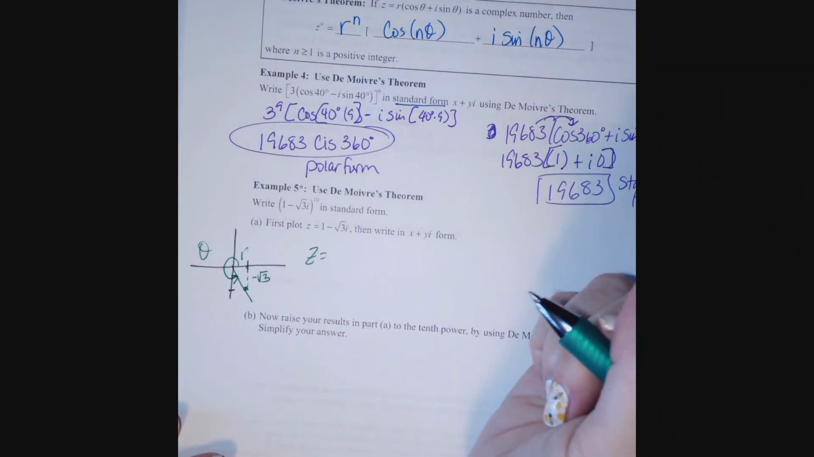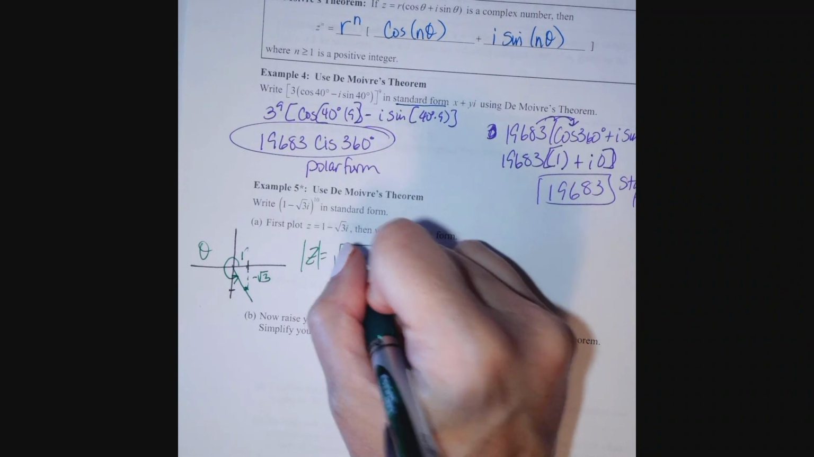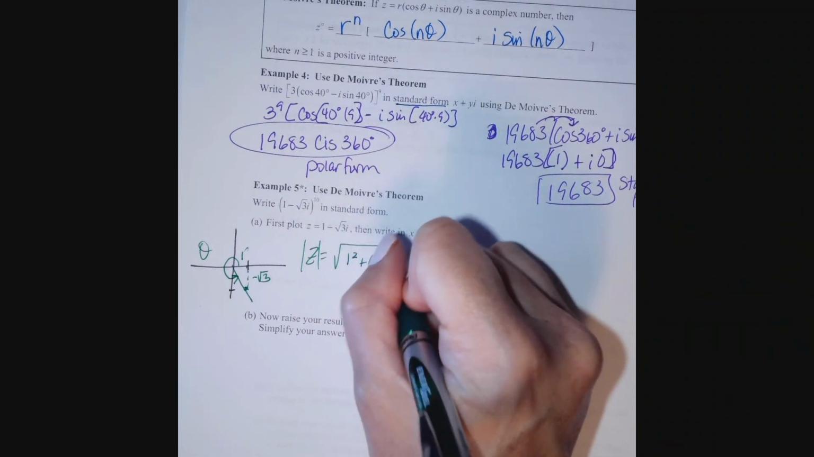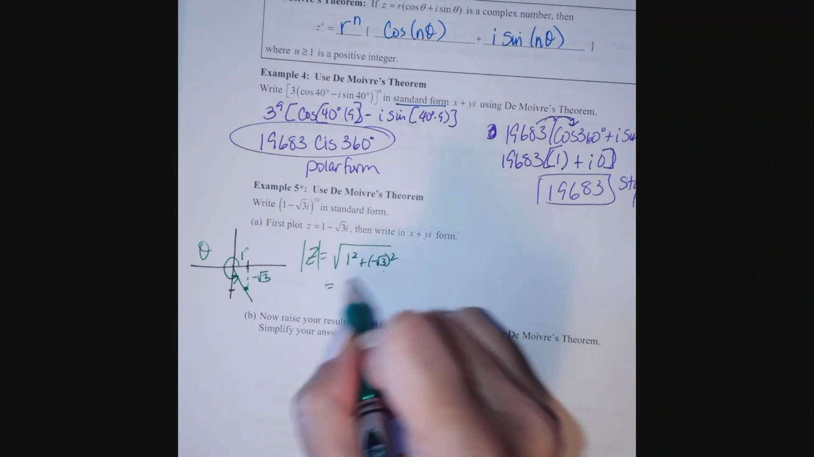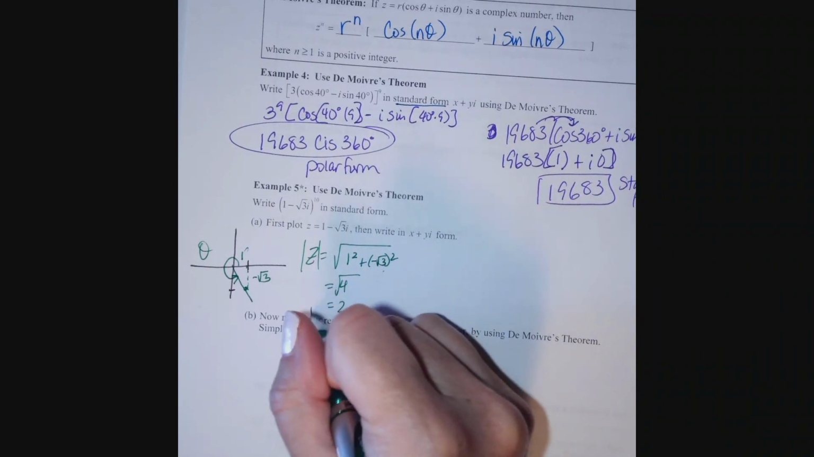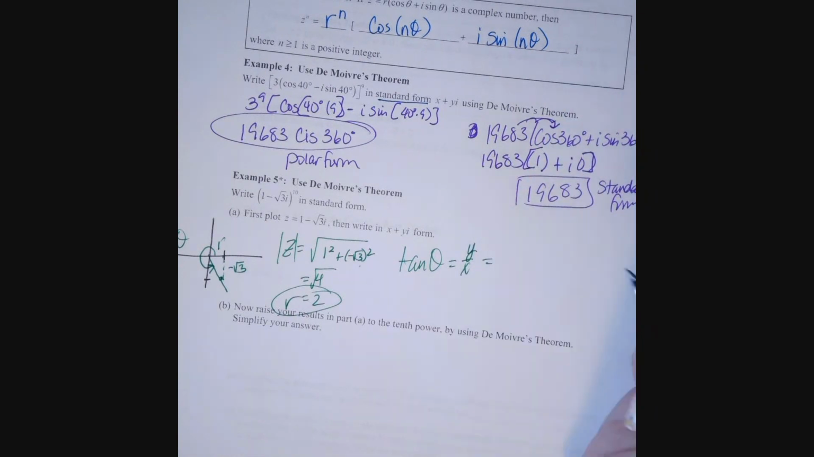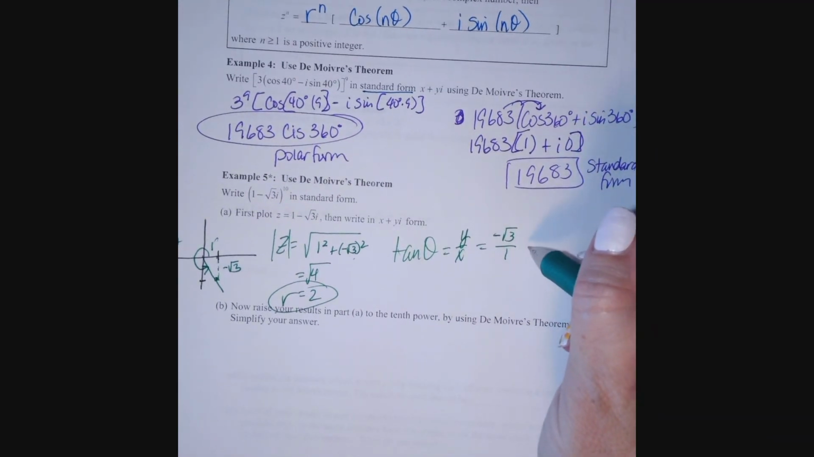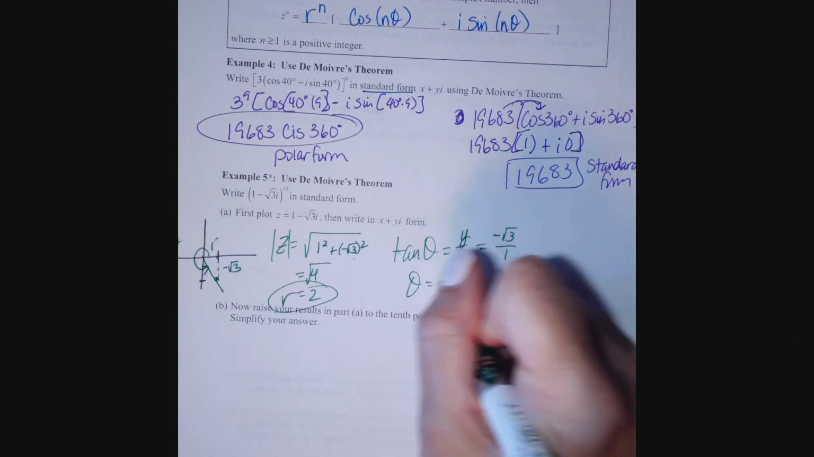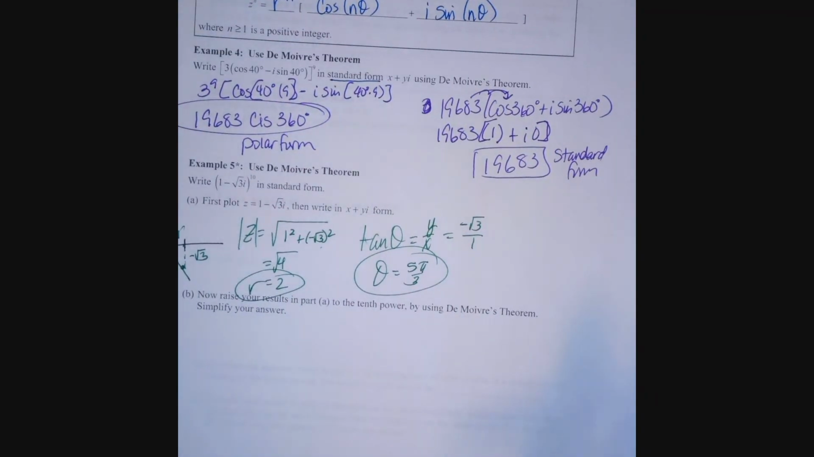So for Z, the modulus is going to be the square root of 1 squared plus negative square root 3 squared. Well, 1 squared is 1, and then 3, so square root of 4, that's easy. So that modulus |Z|, or r, is 2. Now I need to figure out theta. Tangent theta is y over x. In this case, y is negative square root 3 over 1. So I've got an angle in quadrant 4 whose tangent value is negative square root 3. We've already worked with that. That was 5 pi thirds. I know r and theta, so I know the polar form so that I can use de Moivre's theorem.